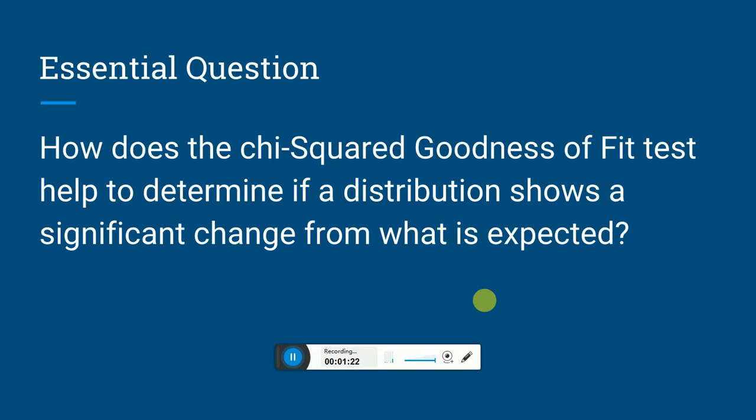The chi-square goodness of fit test is going to involve a couple things. First of all, making sure that we have a list of values, and we're going to talk about how our observed counts differ from our expected counts. So we want to keep that in mind as we go through and look at this here.